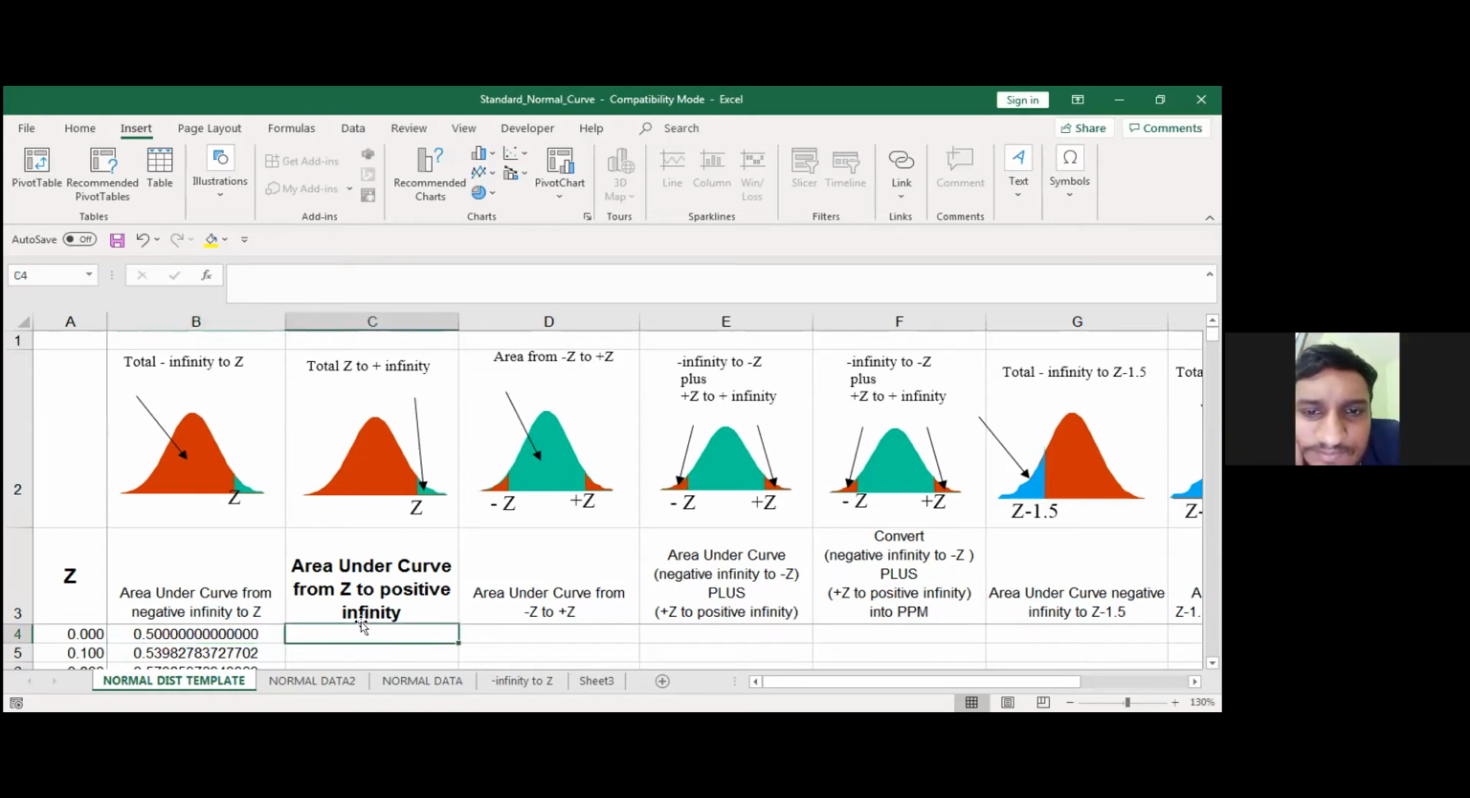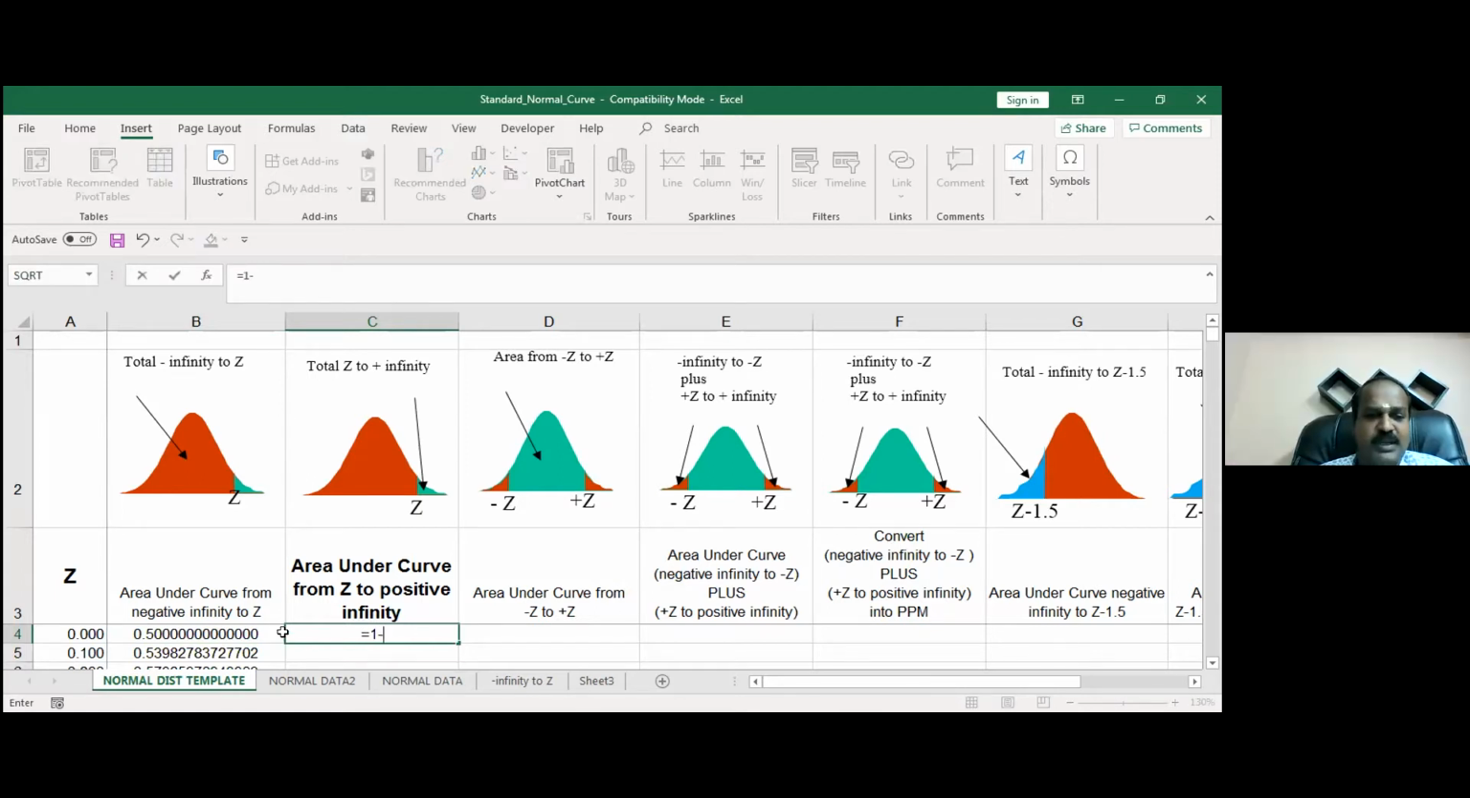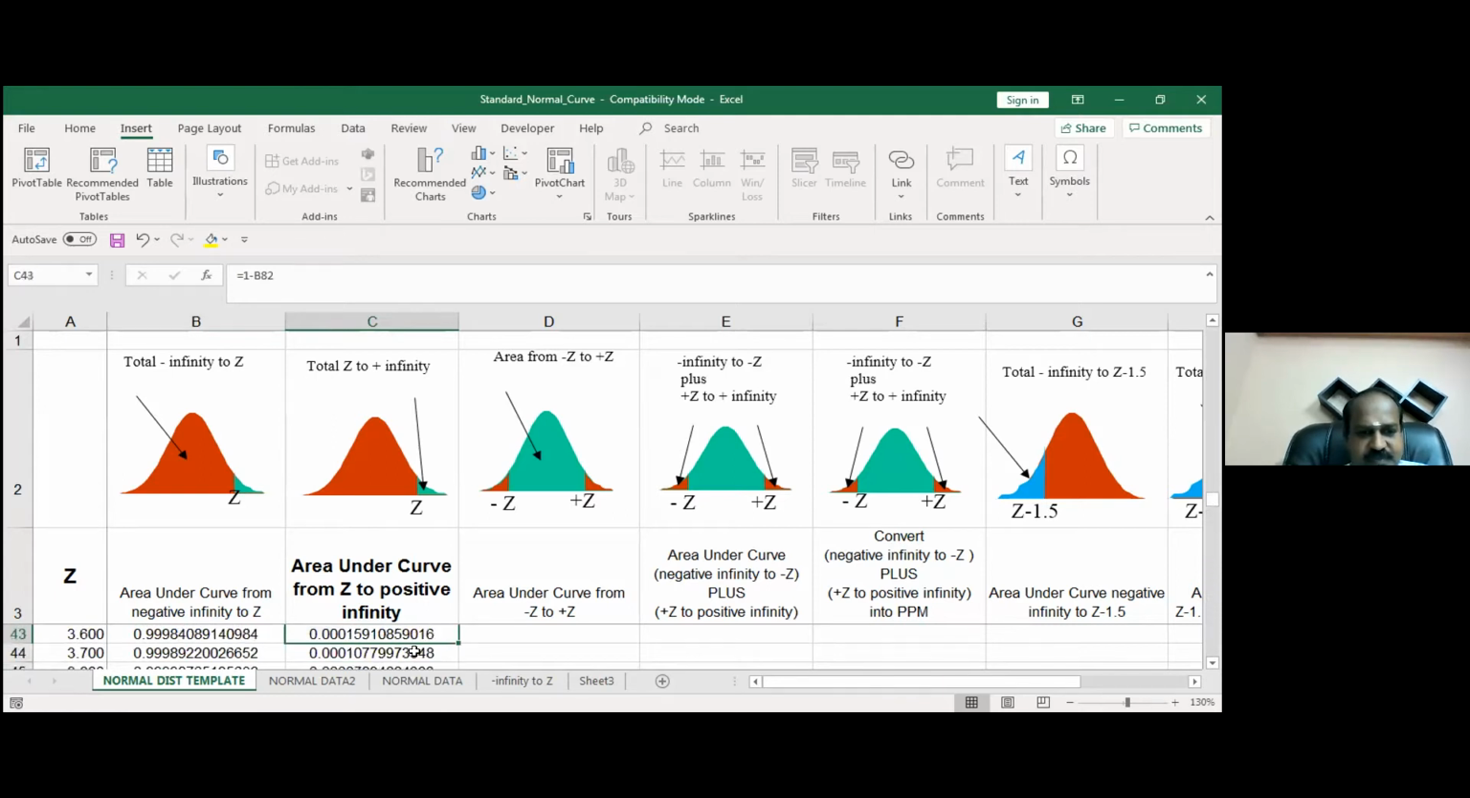Next, the failure area. The green color area I want to find out. What is the formula for failure? 100% minus success. So equal to 1 minus this value. 0.5. So when success is 50%, failure is also 50%. Same way I'm going to drag it down. See here, when success rate is 53%, failure rate is 46%.